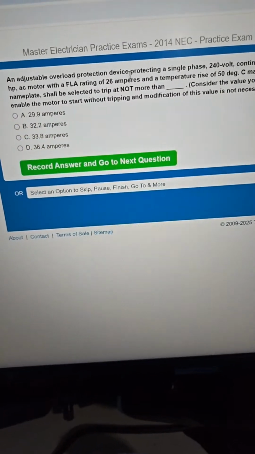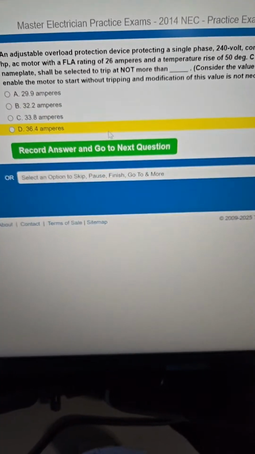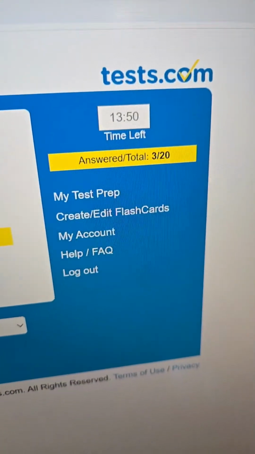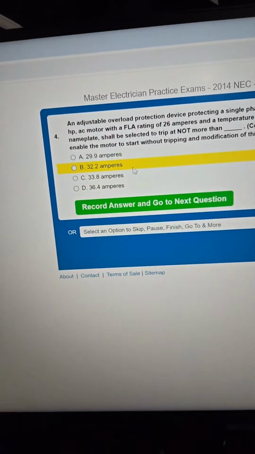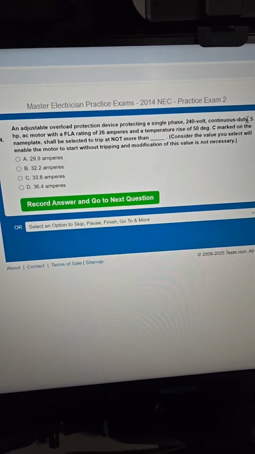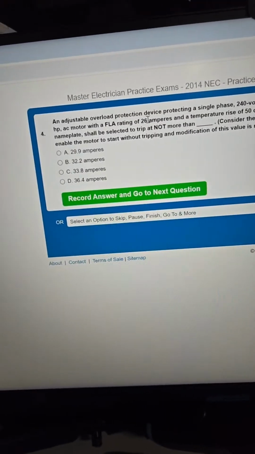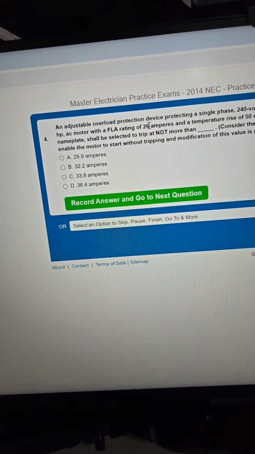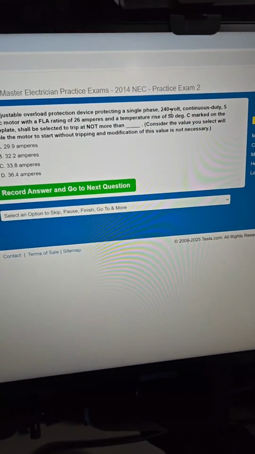The adjustable overload protection. We should not have done the master's questions here without a code book in front of us, and then trying to do 20 questions in 15 minutes was a mistake. Let's take an educated guess here. We have a continuous duty. This is a multiplier of 125. We got a 240 volt. FLA is 26. The rise is 50 degrees Celsius, which is not too high.